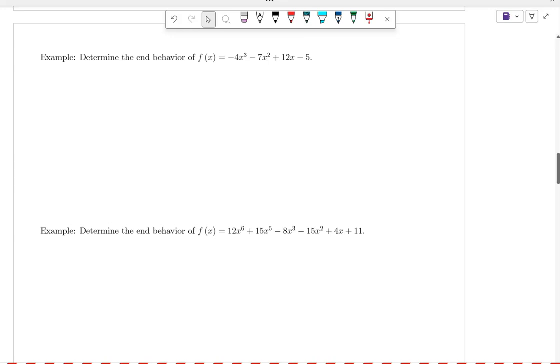This one asks us to determine the end behavior of negative 4x cubed minus 7x squared plus 12x minus 5. What is the term that matters first? Yeah, the x cubed, right? This is your leading term. For end behavior, that's what matters. Okay?